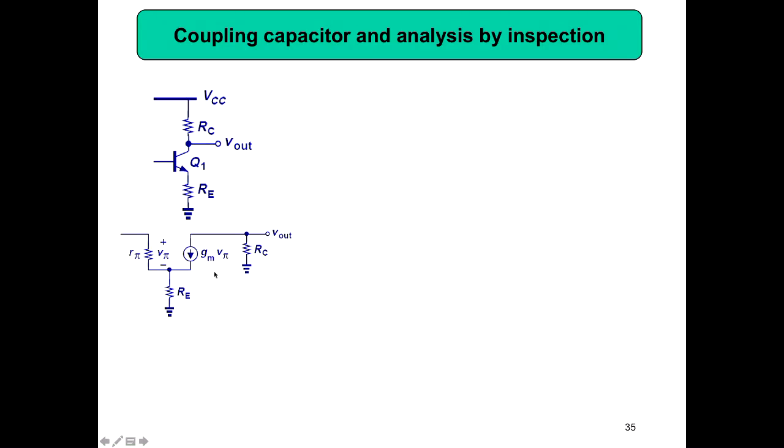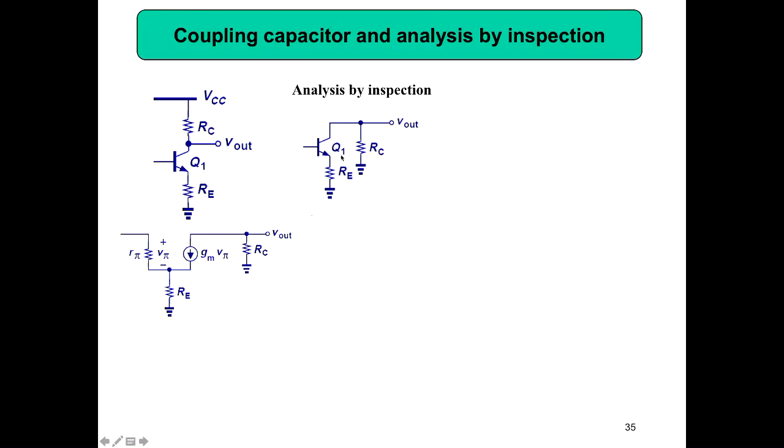So you've got R pi, this is V pi, then RE, then gm V pi between the collector and the emitter. Then you've got RC, a constant DC voltage that is grounded. Then this is V out. So analysis by inspection means you don't draw this one.